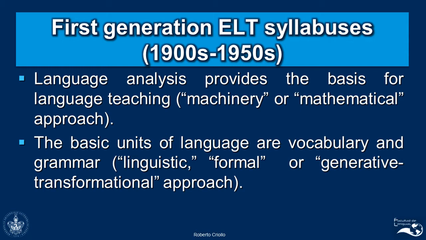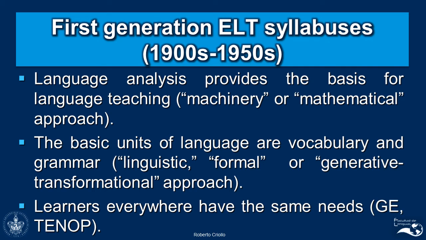This is what we call the linguistic or the formal or the generative transformation approach, which I also like to call the Lego approach, because it's just like putting little pieces together in order to create something. And finally, the last characteristic of the first generation of ELT syllabuses is that they considered that learners everywhere had the same needs. In other words, the contents were the same regardless of the needs and the characteristics of each group of learners. This is something that we call the general English approach, or as somebody would put it, teaching English for no obvious purpose.